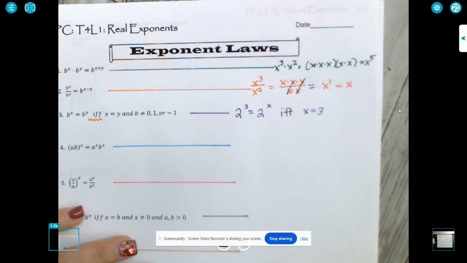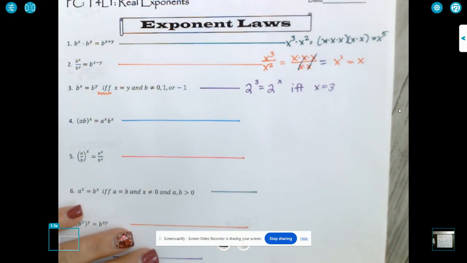Okay, it makes logical sense. You're like, well, duh, but whenever you get into a different type of problem, it will come in handy, but you will have to solve it. It's not just straightforward like that, okay?